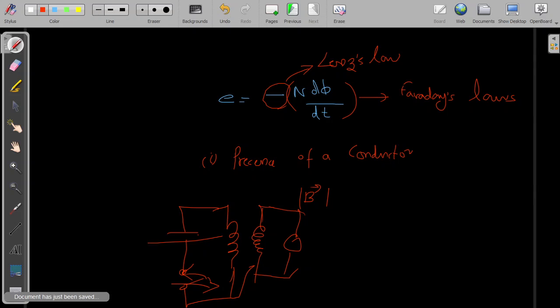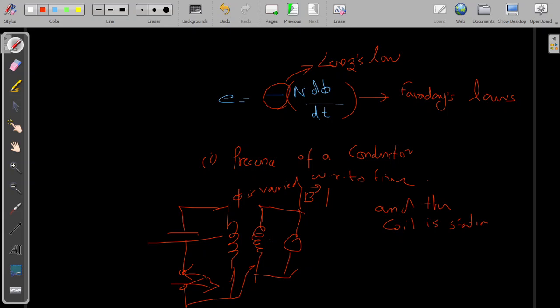So this is what you call statically induced EMF, where the magnetic flux produced by this flow of current in the first coil is made to vary with respect to time. Here the flux phi is varied with respect to time, and the coil is stationary. The two coils are made stationary.